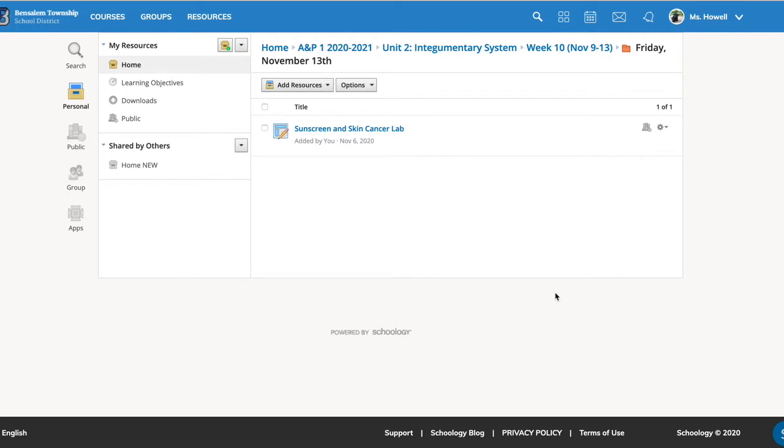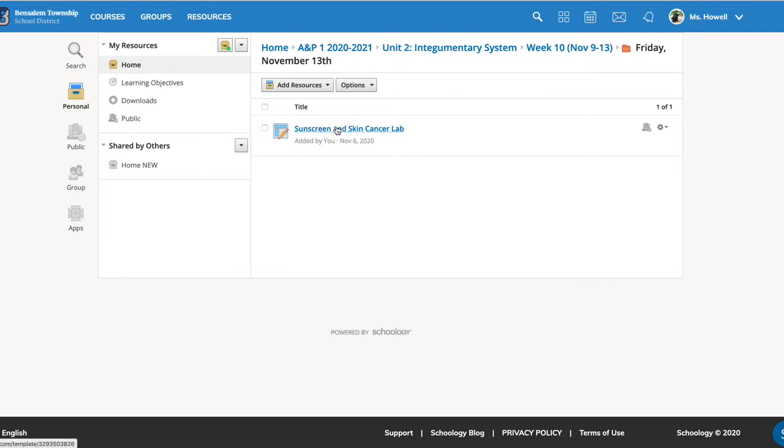Today we are going to be doing your sunscreen and skin cancer lab that I've mentioned earlier this week. This is a lab we would normally do in school. However, even if we were in school today together, we wouldn't be able to share materials to do this lab. So this is the next best thing for us.